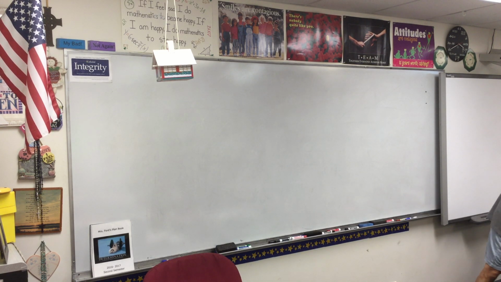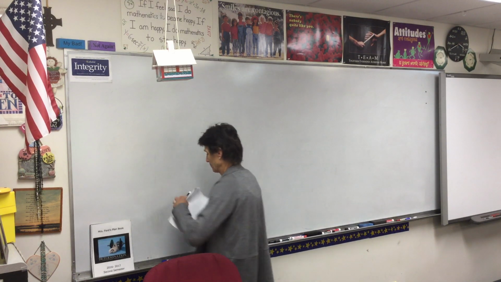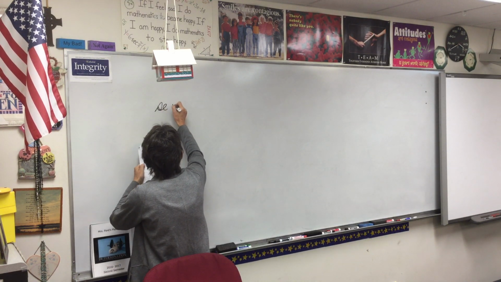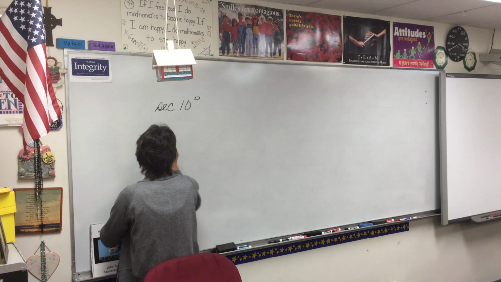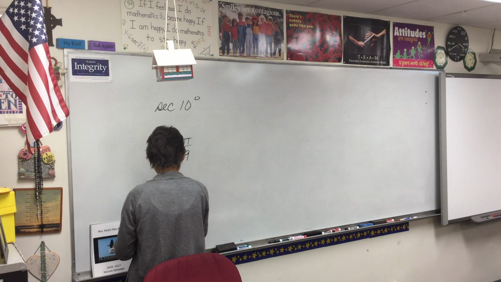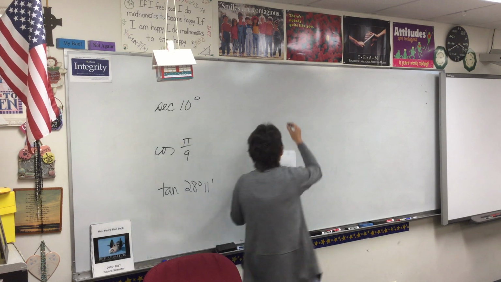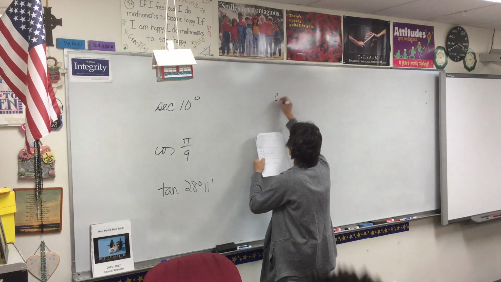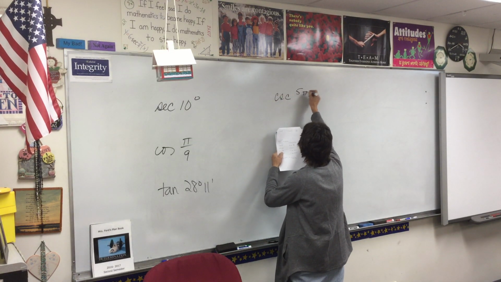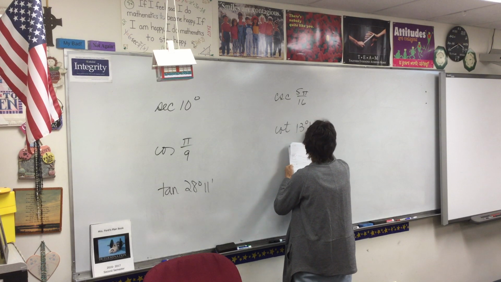Take a look at these next ones though. We're finding the secant of 10 degrees, and the cosine of pi over 9, and the tangent of 28 degrees 11 minutes. Well, there is no way to do these without a calculator. Well, I shouldn't say that.